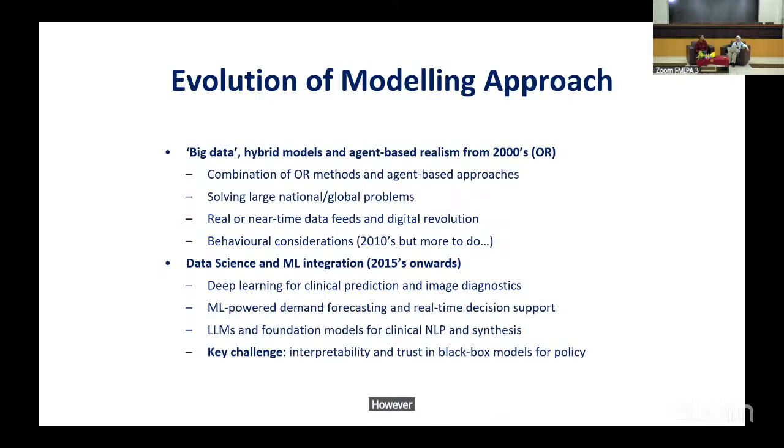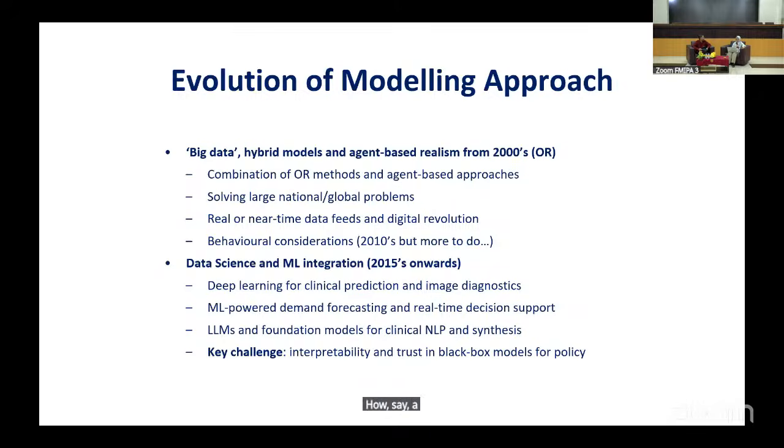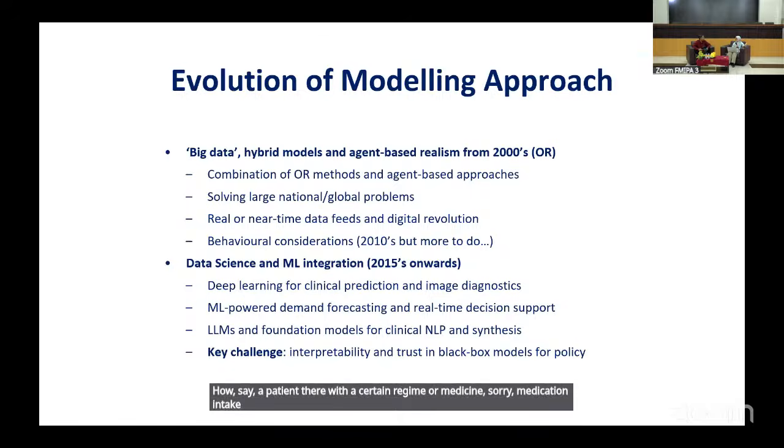However, with agent-based, we can consider the behavior aspect of the modeling. Where before, the analytic will not necessarily incorporate the behavior aspect in the model, right? For example, how a patient takes a certain regime of medication intake, maybe it's not included, but now with the ability to model it using agent-based, maybe we can do that.